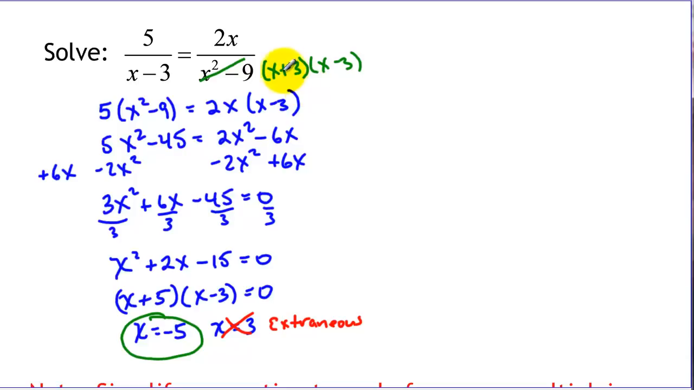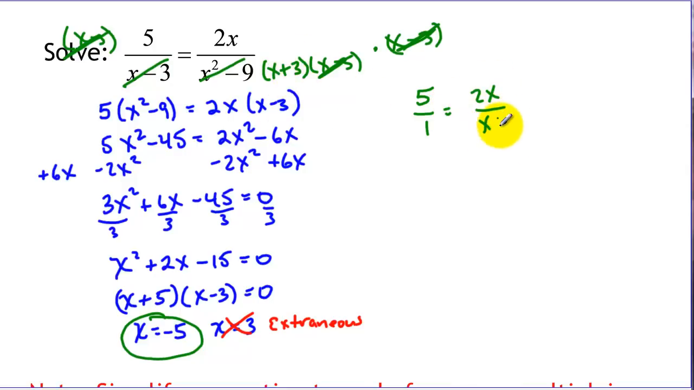The next thing is we want to look at our two denominators. And if they both have a common factor, we want to multiply both sides of the equation by that common factor. So that allows me here to cancel out this x minus 3 and x minus 3, and on this side we cancel. So now our simplified problem is 5 over 1 because we canceled out that entire denominator. And over here we're left with the x plus 3.